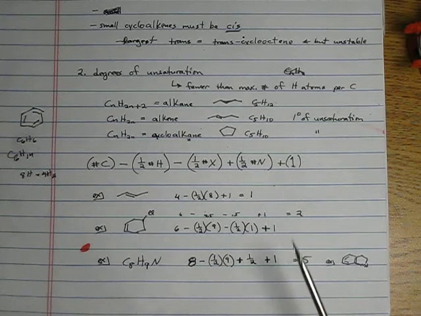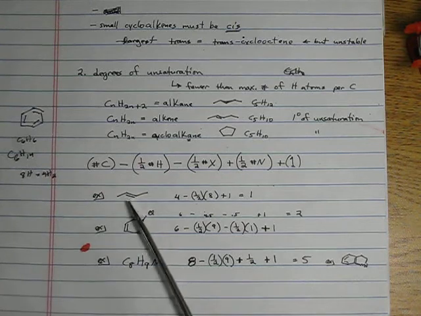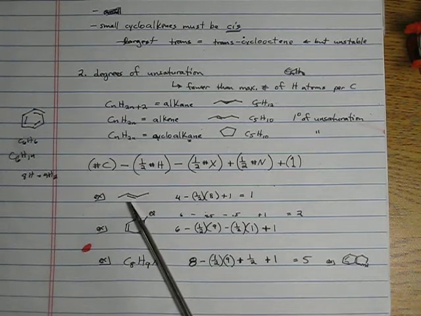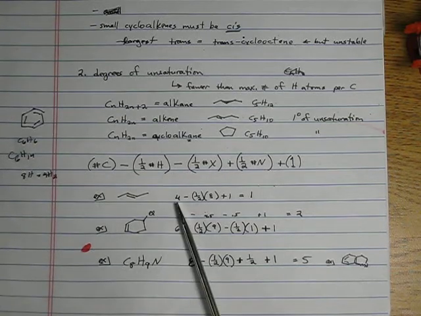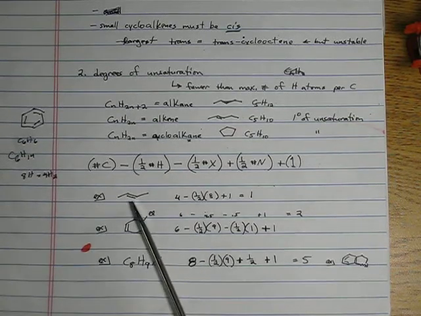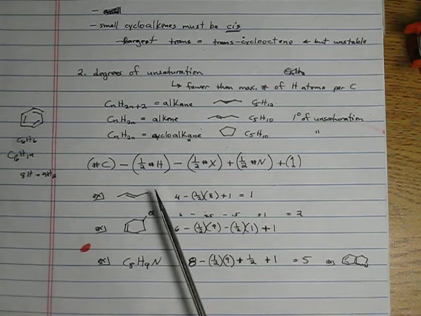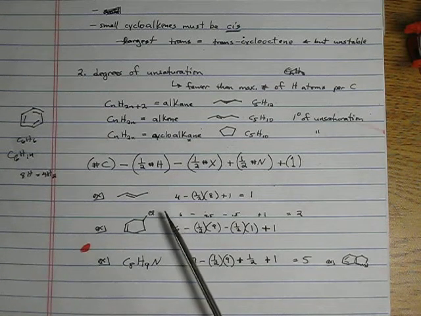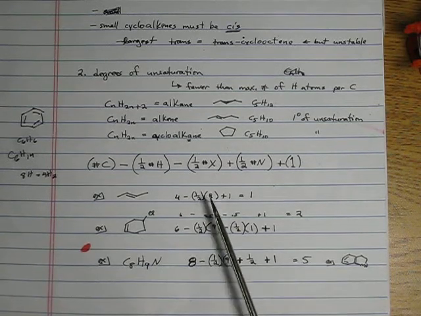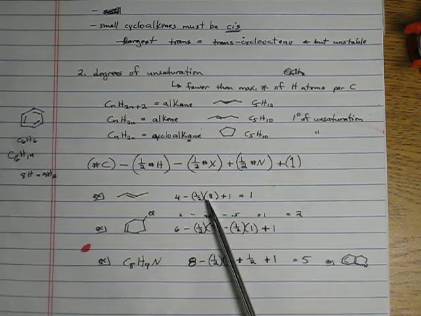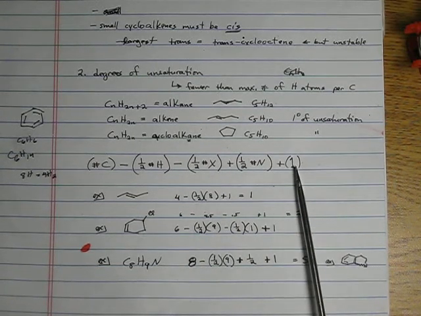So let's do this first. Let's look at this molecule. We can tell it's got 1 double bond, so it should have a degree of unsaturation of 1. Let's just make sure. Number of carbons, 4. Number of hydrogens: 1, 2, 3, 4, 5, 6, 7, 8. 8 hydrogens. So that's 4, subtract 1/2 of 8. What's 1/2 of 8? Well, that's 4. No halogens, no nitrogens, so we just need to add our 1 there.